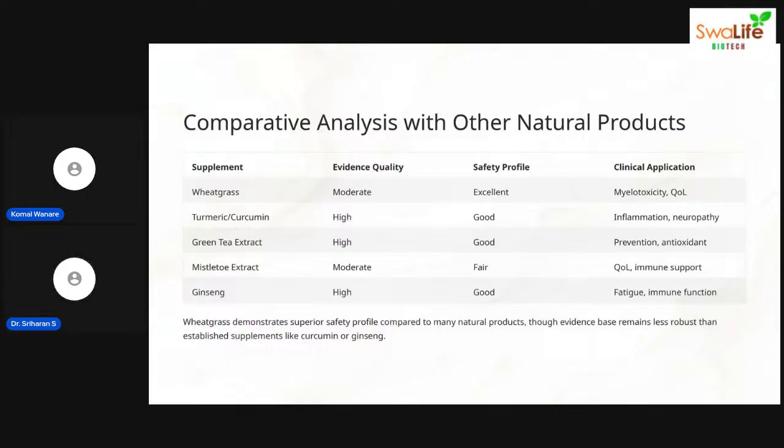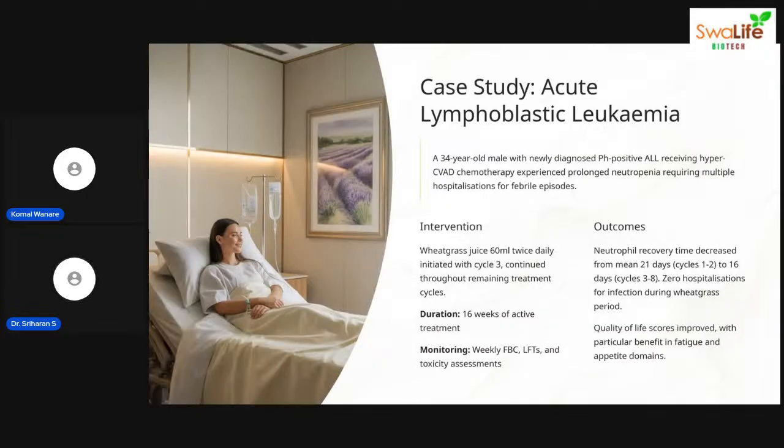In clinical application, wheatgrass is excellent for myelotoxicity, while turmeric is good for inflammation and neuropathy, and green tea has a high and good profile as an antioxidant agent. Likewise, this is an example of how the products give clinical application. So this is the example apart from wheatgrass.